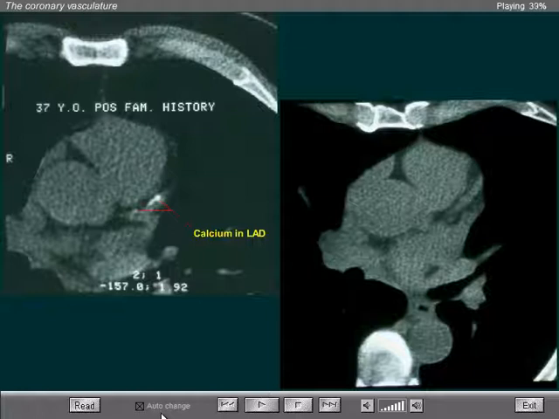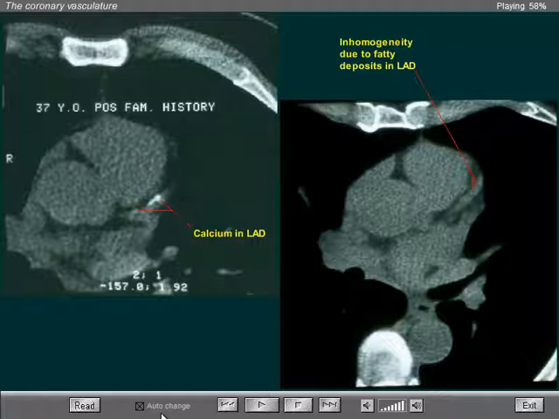However, the absence of calcific deposits doesn't mean that the coronary artery is normal. We have seen that fatty streaks produce inhomogeneity in the density of the coronary artery, and this must be consistent through several cuts, and we believe that the inhomogeneity is related to fatty deposits and not to organized plaques.